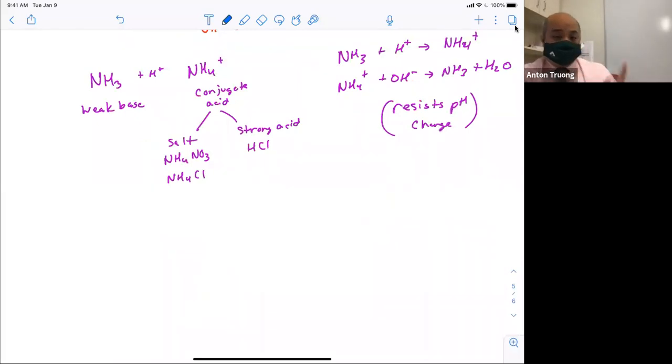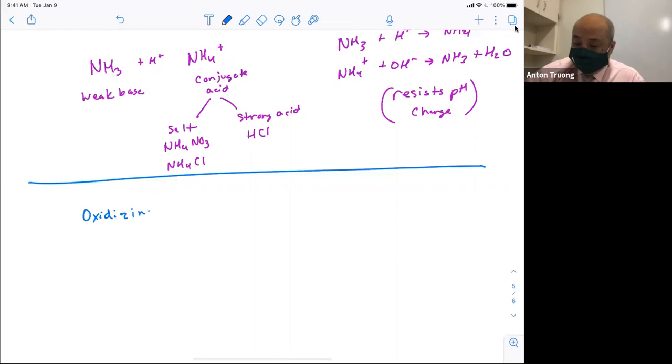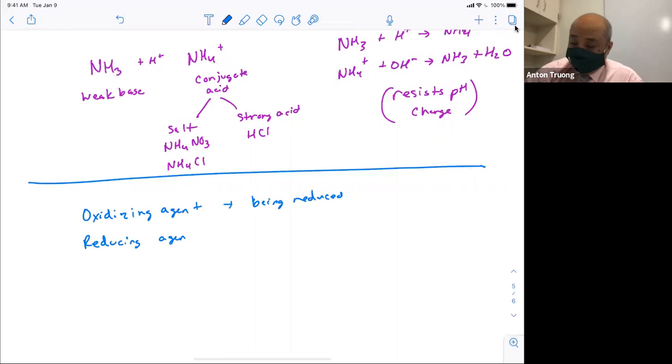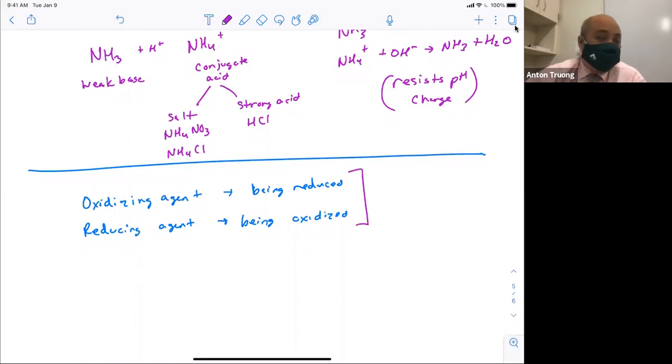Redox reactions, electrochemistry. Okay. I think a lot of students were still struggling with the idea of oxidizing and reducing agents, right? And so you've got to remember that the oxidizing agent is the one being reduced, because the fact that it's reduced causes something else to oxidize. And then the reducing agent is being oxidized.